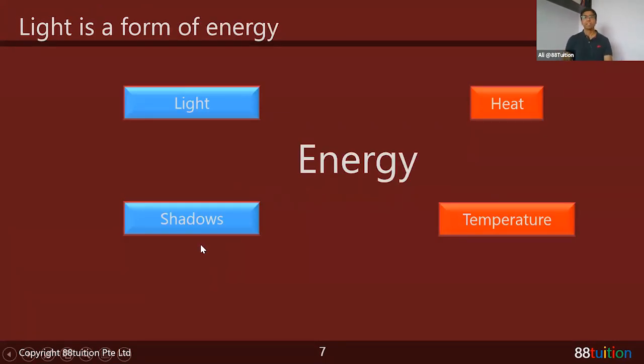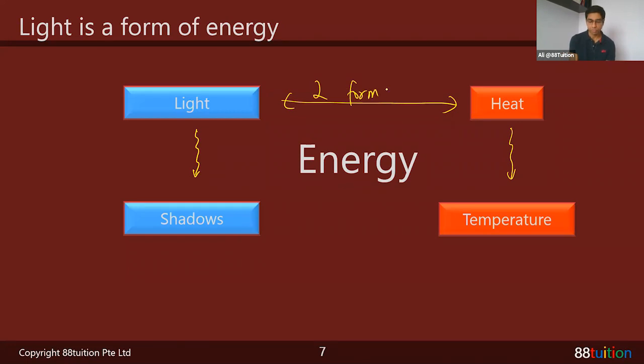And energy can comprise of many things, okay? Some of you are familiar with heat. We are doing light today. Shadows come under light. Temperature comes under heat. So we are actually talking about two forms of energy, which we will do in primary 3 and primary 4. There will be more forms of energy in the upper primary, but these two forms of energy have to be studied in primary 3 and primary 4. Okay, heat will come soon. First, we need to do the easier one, light.